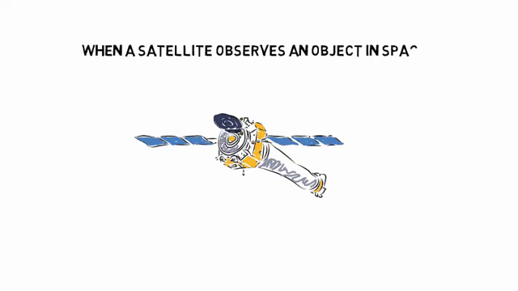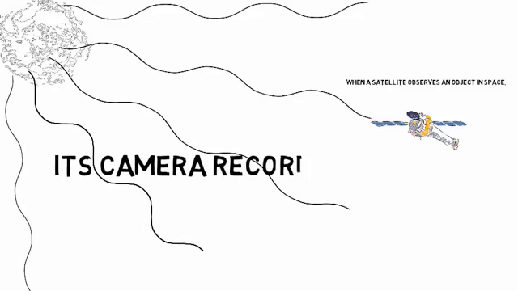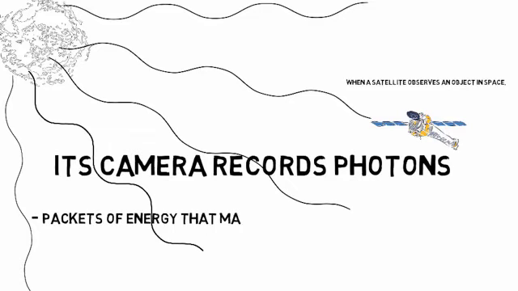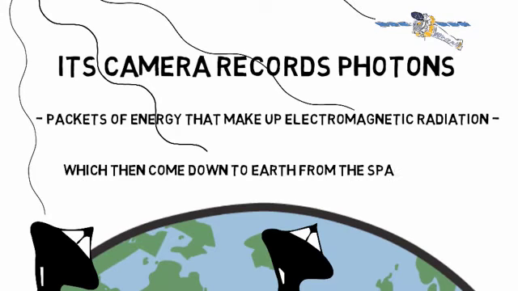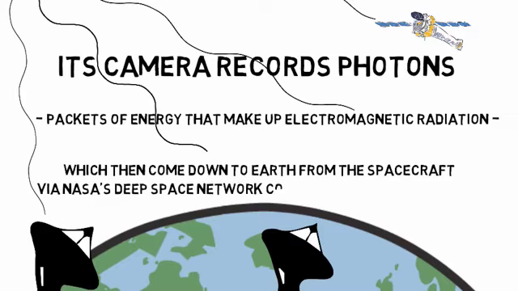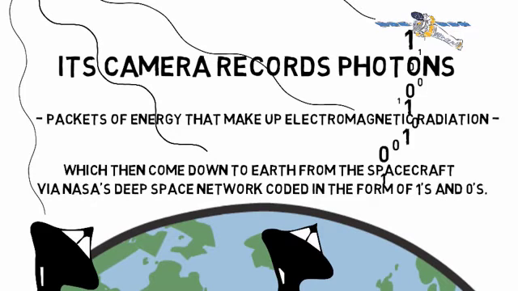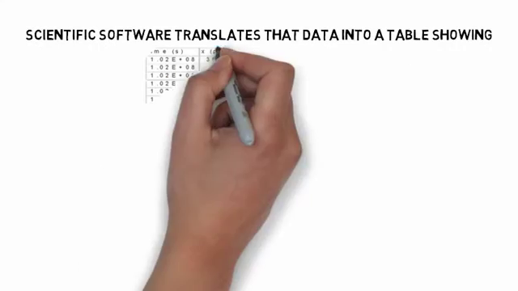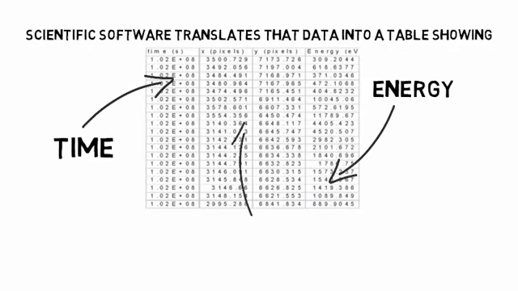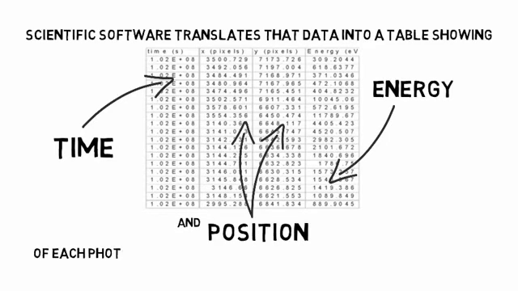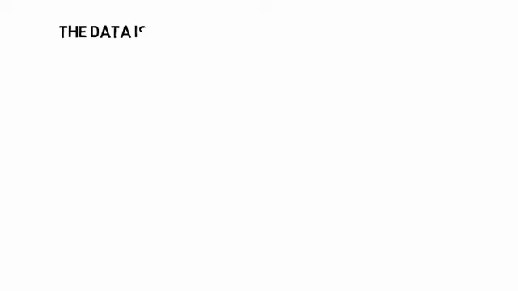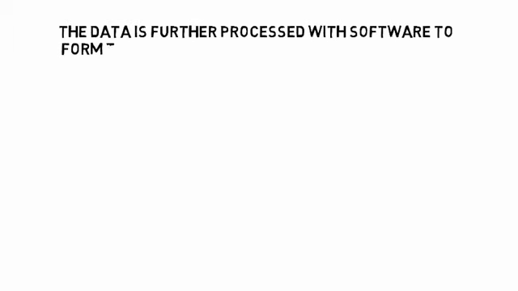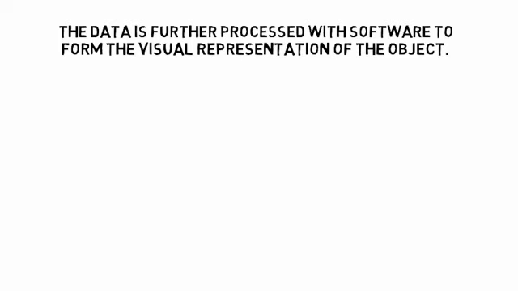When a satellite observes an object in space, its camera records photons, packets of energy that make up electromagnetic radiation, which then come down to Earth from the spacecraft via NASA's Deep Space Network, coded in the form of ones and zeros. Scientific software translates that data into a table showing time, energy, and position of each photon that struck the detector during the observation. The data is further processed with software to form the visual representation of the object.